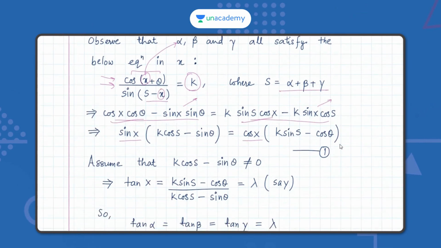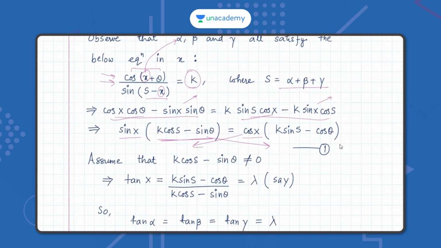Now let us assume that this quantity is non-zero. If this quantity is non-zero, then we can divide by this. Division would be allowed then in this manner, right? And I have also divided by cos x. So we basically get tan x is equal to this quantity upon this quantity: k sin s minus cos theta upon k cos s minus sin theta. Simple thing, we have just done division here, nothing else.